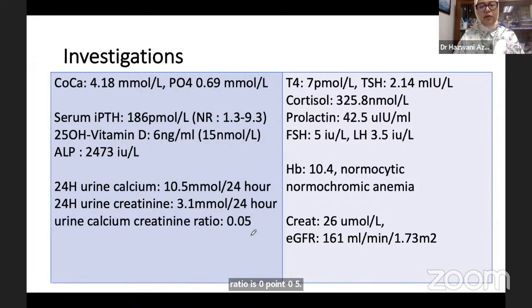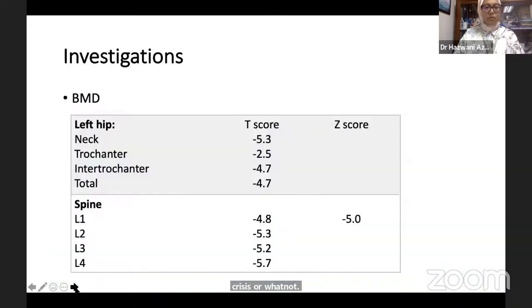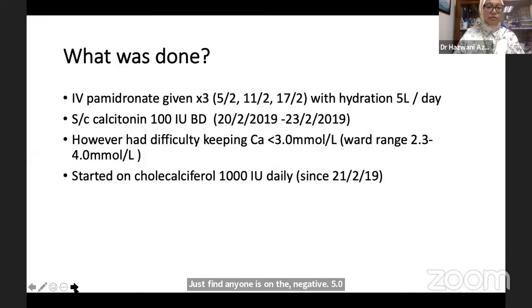The thyroid function is normal. She is not in Addisonian crisis or whatnot. The creatinine is okay so far. So these are the BMD that we have. I'm sorry, I didn't have the Z score here, but as you can see, by right we should be reading the Z score, because this is a pathological fracture. The spine L1 is only negative 5.0, meaning severely osteoporotic.